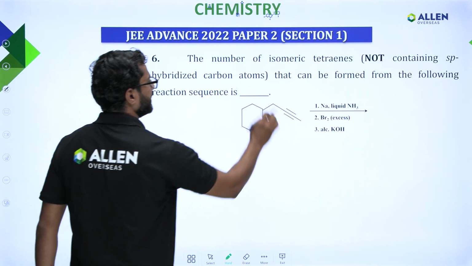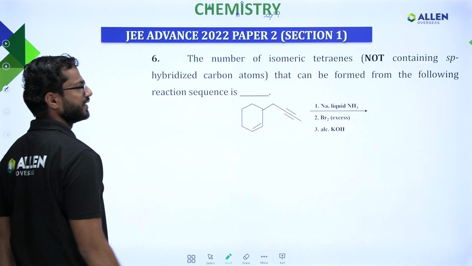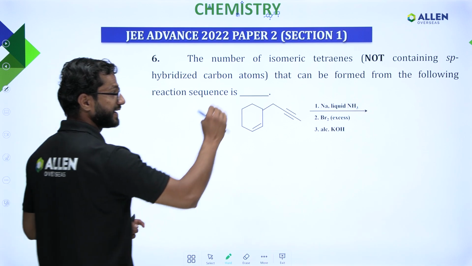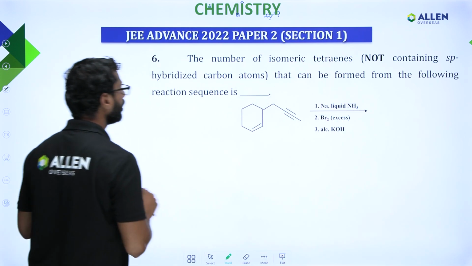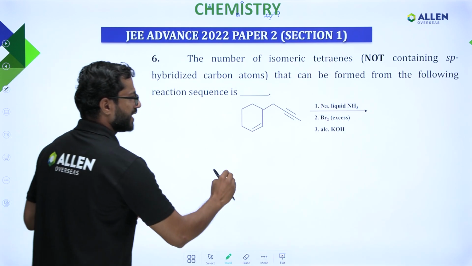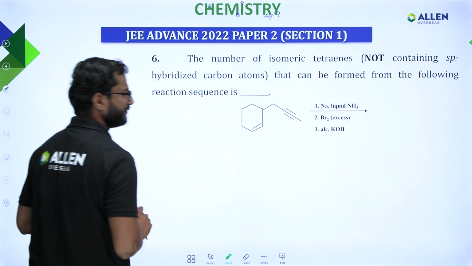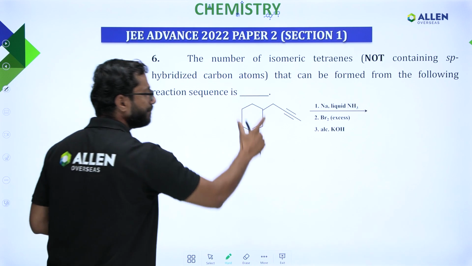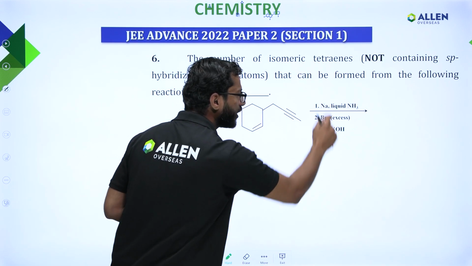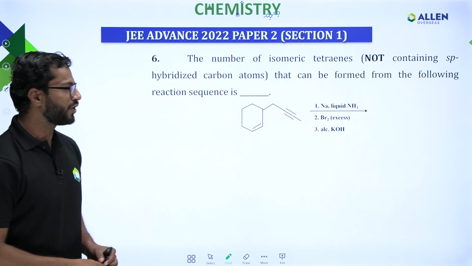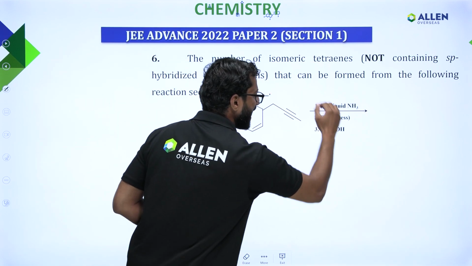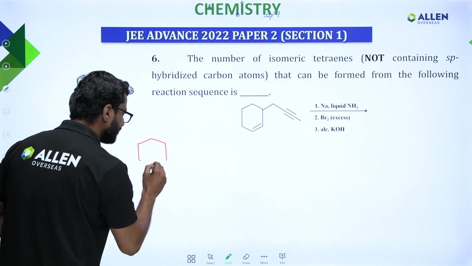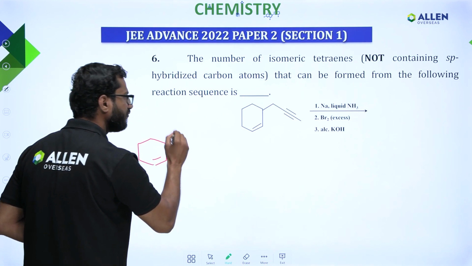Now we have this one: the number of isomeric tetraenes not containing sp hybridized carbon atoms that can be formed from the following reaction sequence is. Let's start. In the first reaction, we have this compound reacting with sodium in the presence of liquid ammonia. So this triple bond gets converted into an alkene. This is the product of the first reaction.